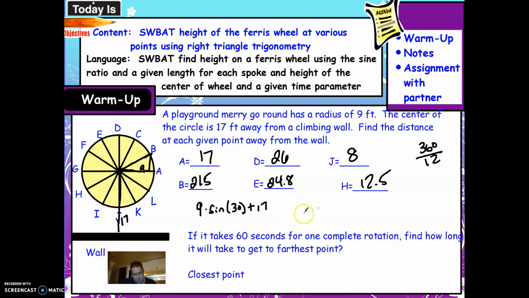If it takes 60 seconds to do one complete rotation, how long will it take to go to its furthest point? Well, if it takes 60 seconds to go all the way around, then it takes 30 seconds to go halfway around. And it takes half of that time, which is 15. 15, 30, 45, 60. So it takes 15 seconds to be the furthest away from the wall.